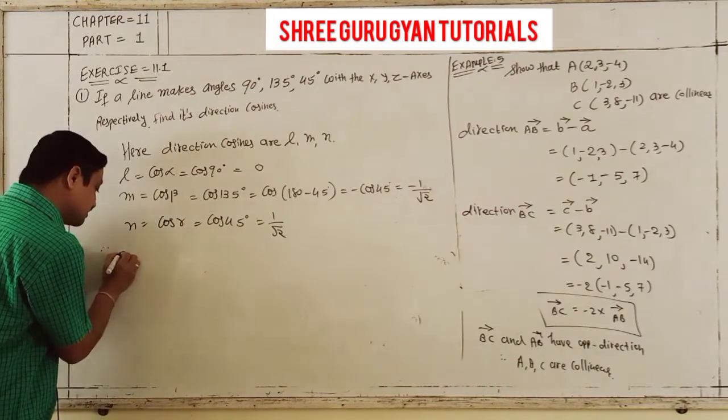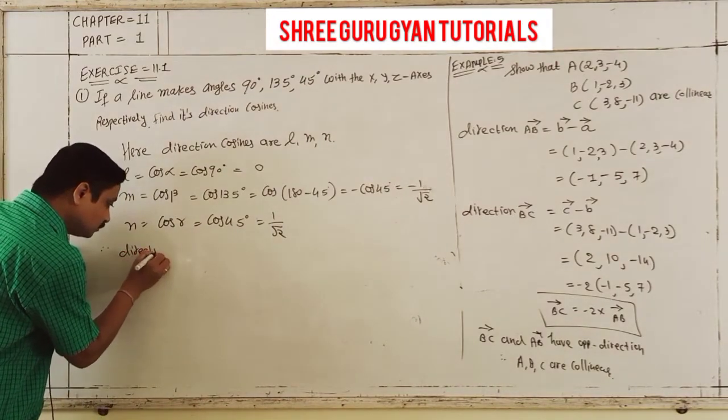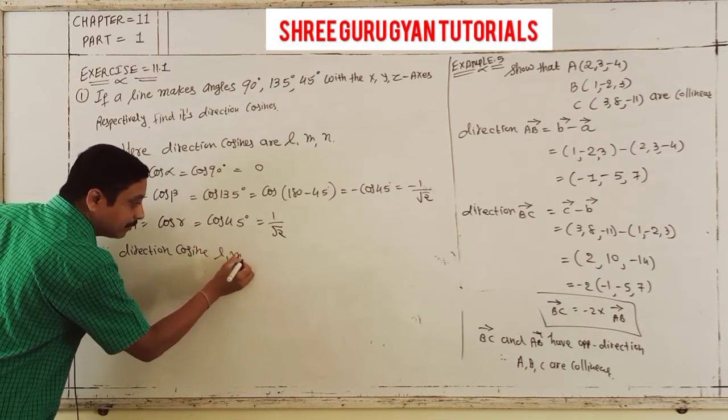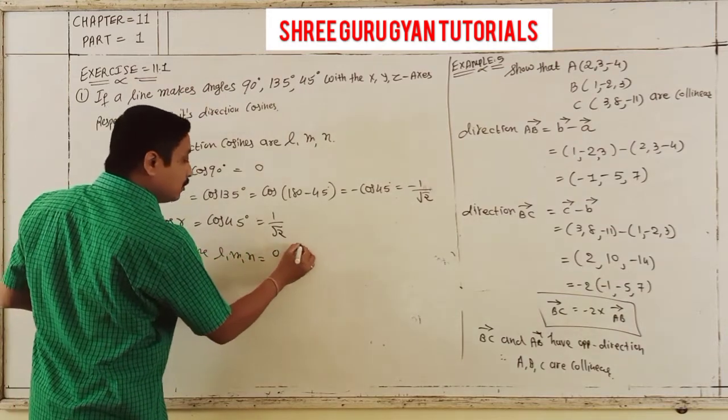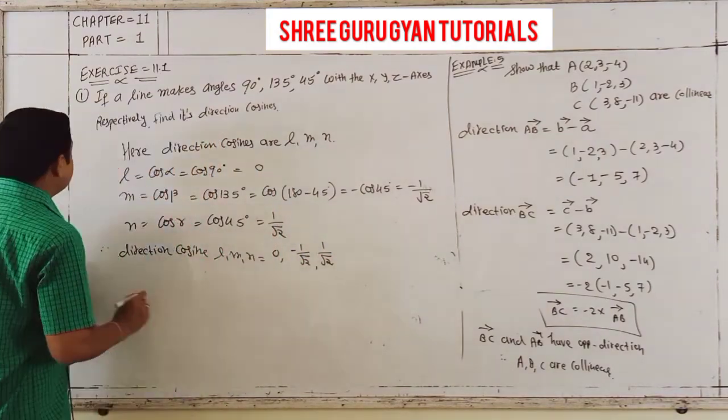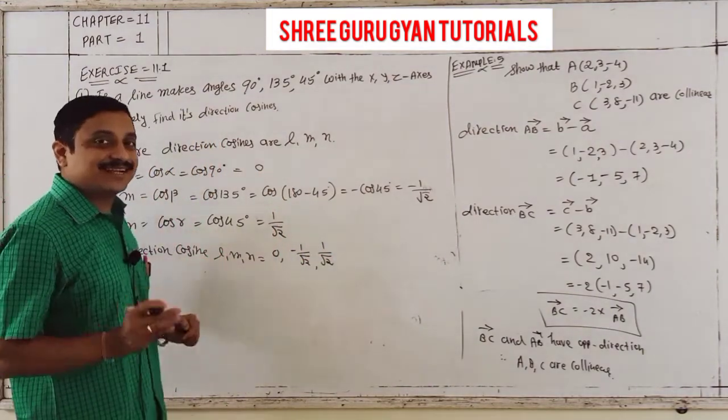So your last answer, the direction cosines L, M, N, are 0, minus 1 by root 2 and plus 1 by root 2. Students, easily our first question is done.